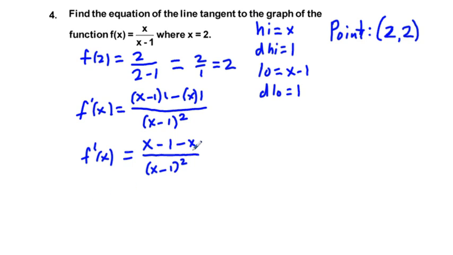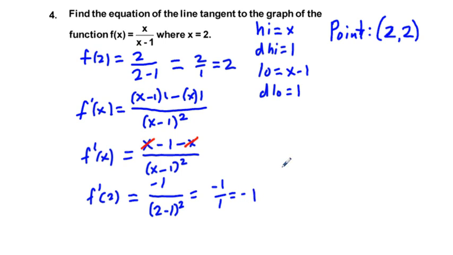And the last thing we're going to do is plug in 2 for that, so f prime of 2, which will give us our slope for our tangent line. Okay, I forgot to cross out x minus x in the numerator up here. So we're going to get negative 1 over 2 minus 1 squared. So that's going to be negative 1 over 1, which equals negative 1. So our slope, m sub t, equals negative 1.